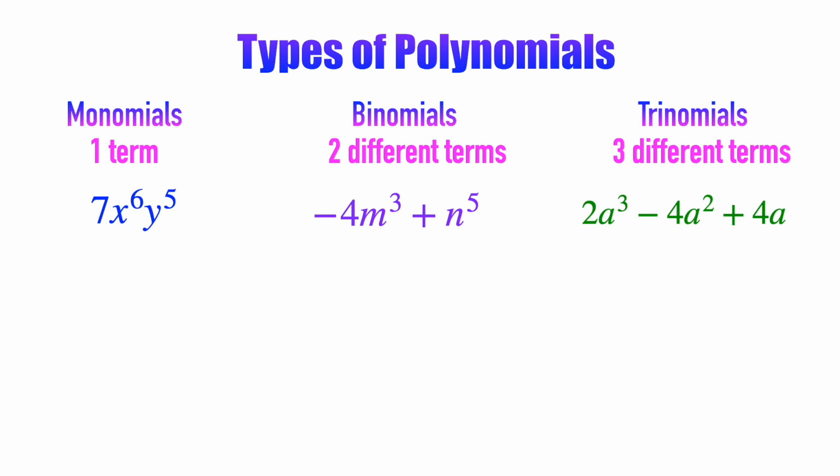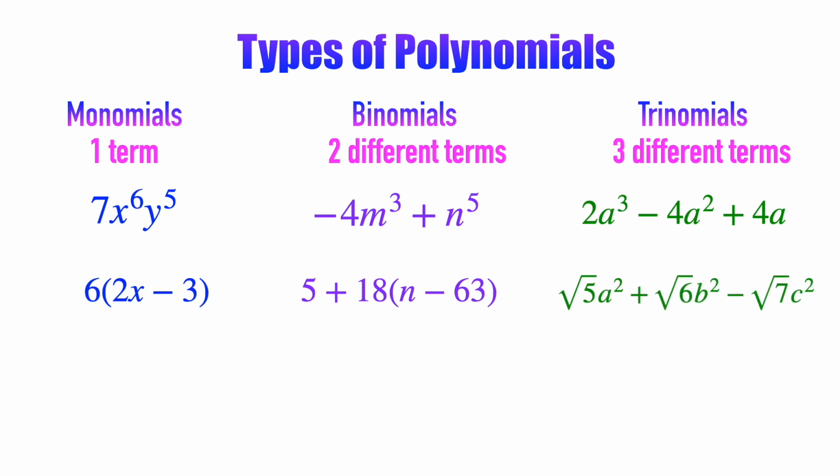Minsan, may makikita tayong mga grouping symbols, katulad nito, yan. Makukonsider natin siya as one term. So, yan ay monomial. This one, the first term is 5. The second term is 18 times the quantity n minus 63. So, there are two terms, two different terms in this polynomial. Tawag natin dito is binomial. Ayan. Trinomial.